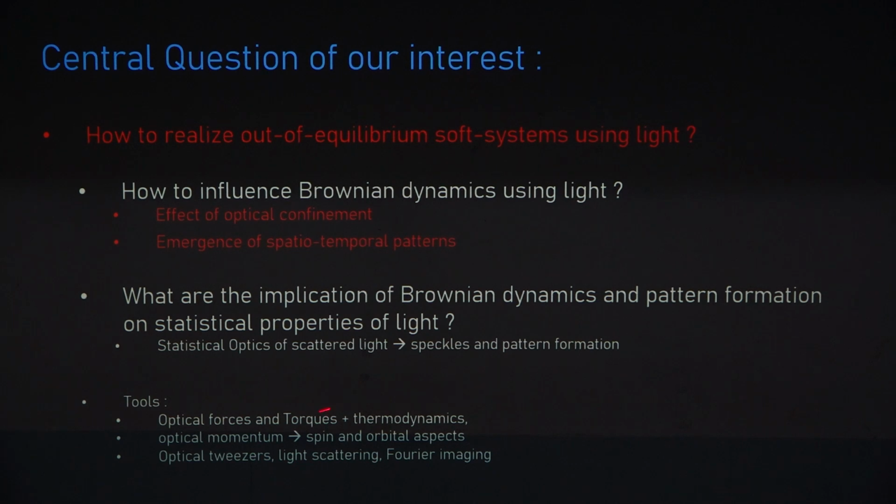And the tools we use, of course, are mainly experimental, but we also do a little bit of theoretical analysis and numerical simulations, where the driving forces are mainly in the optical domain, but we also take some aspects from thermodynamics and include this combination to probe some specific questions. Another tool which we have extensively used over the years is to understand how optical momentum, both in terms of spin and orbital aspects, can couple to soft matter systems. And time permitting, I'm going to show a little bit of information about this.